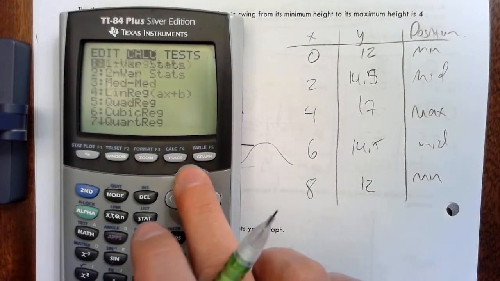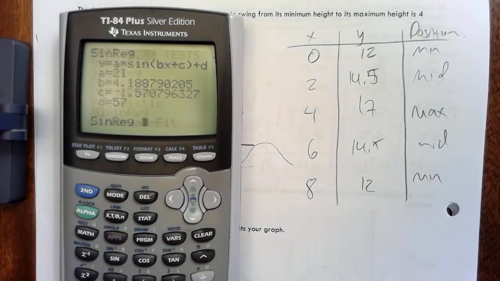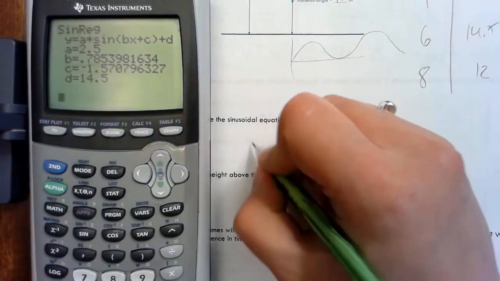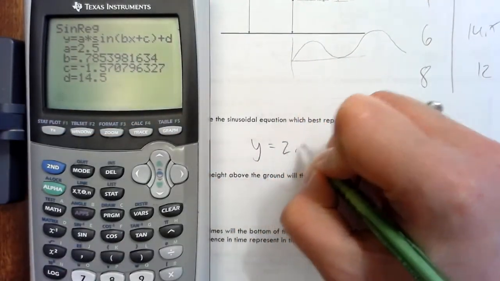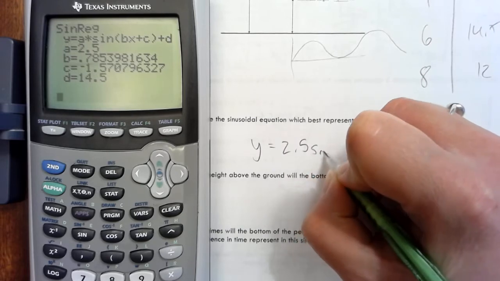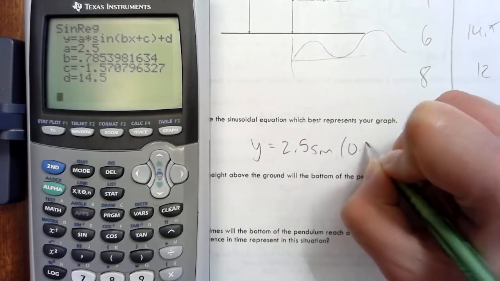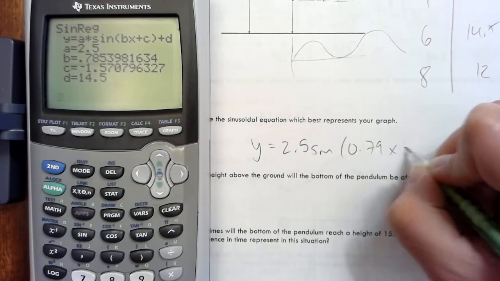Stat, over to calc, find that sine reg, hit enter, there we go. Write her down, 2 decimal places. And then we'll just double check that it makes sense with what we know. Just like a really quick little check.